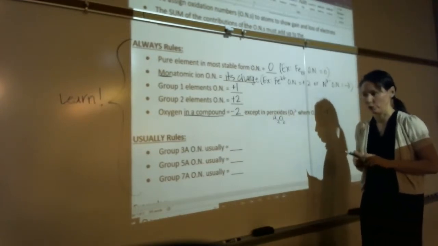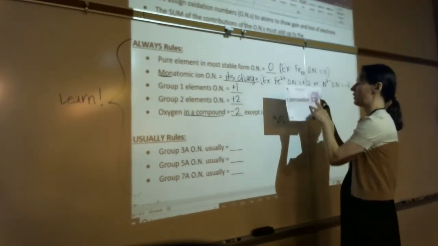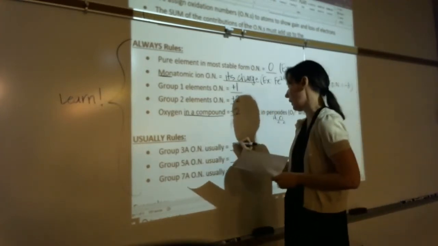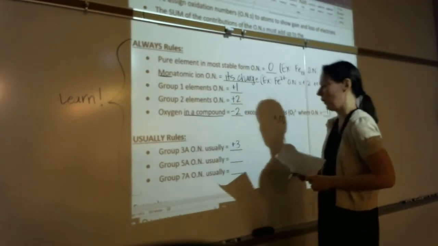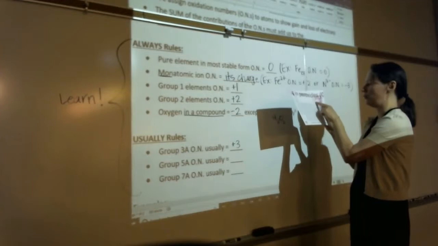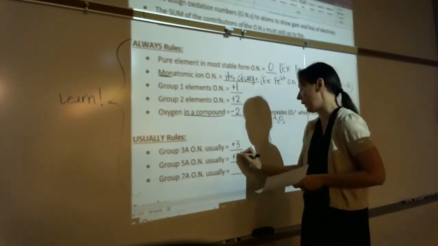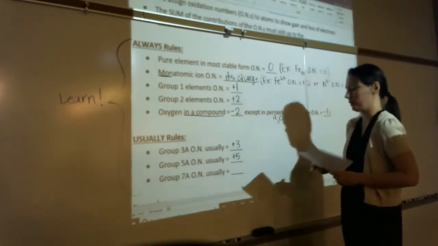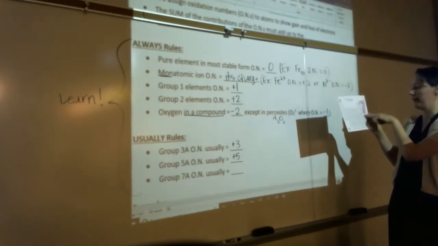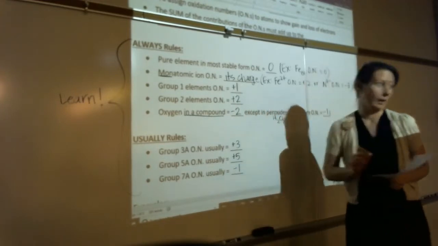Our usually rules. Usually, group 3A, that's the boron, aluminum, etc. group, are usually +3. Not always, but usually. Group 5, that's the nitrogen, phosphorus, arsenic, etc., are usually +5, but not always. And group 7, that's fluorine, chlorine, bromine, iodine, etc., are usually -1, but not always.